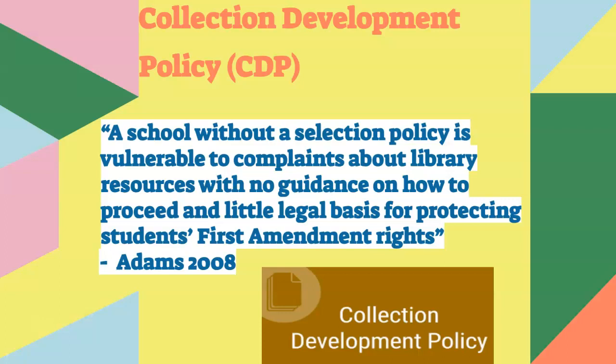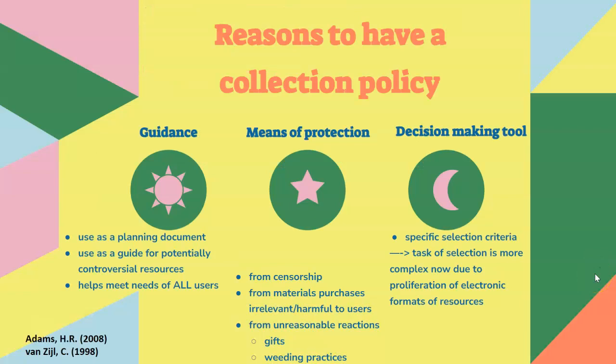This article says that one of the strongest defenses against censorship is a material selection policy, a collection policy, not only because it contains the seeds for defense in case of a challenge, but also because it's able to demonstrate how the challenged resource meets approved selection criteria, which is a powerful argument for retention of a resource, which comes into one of the main reasons on why we should have one. So the first, like I said, is guidance.